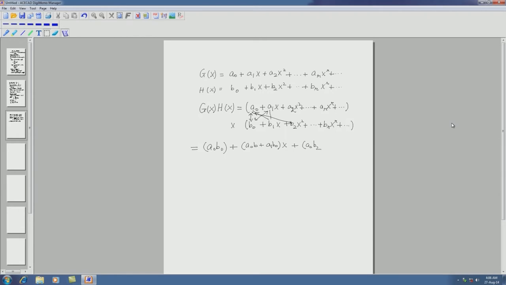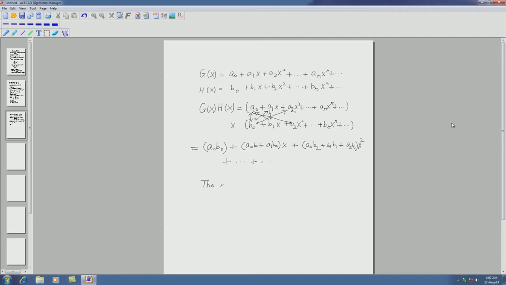then the third term is a0 b2, then a1 b1 plus a2 b0. Alright, and so on, and we have to find the expression for the rth term. If we look closely, we will find that the expression of the rth term is sigma a_i b_(r minus i), i running from 0 to r.